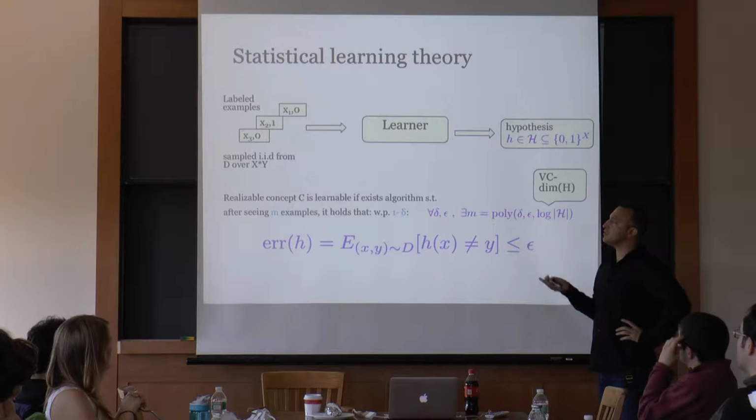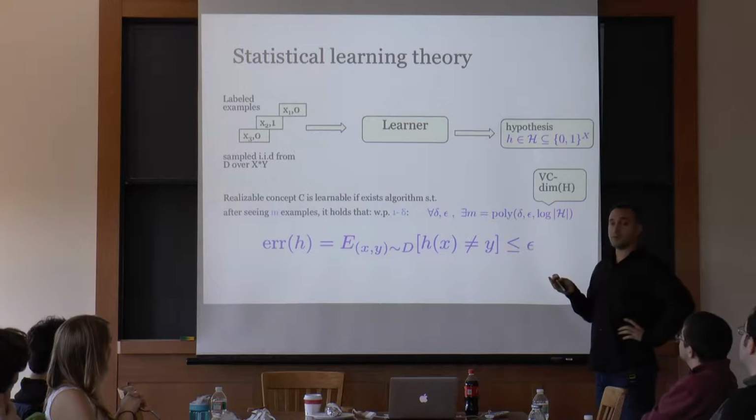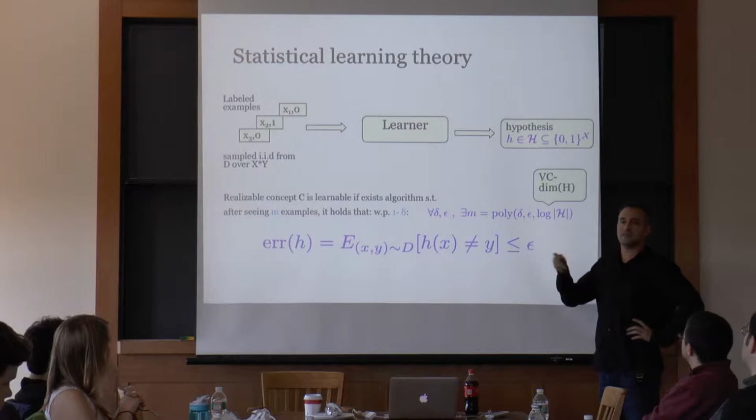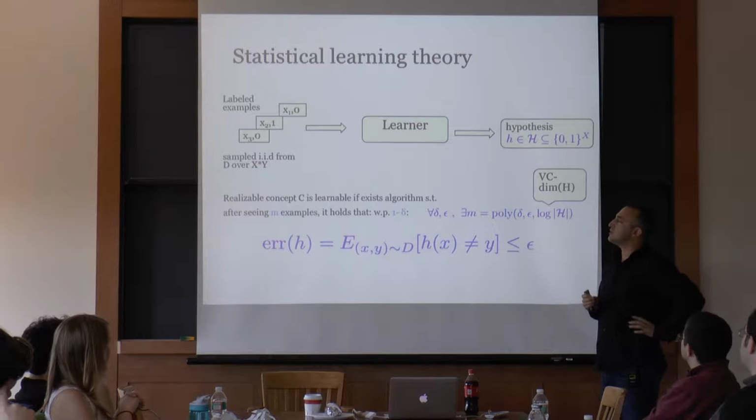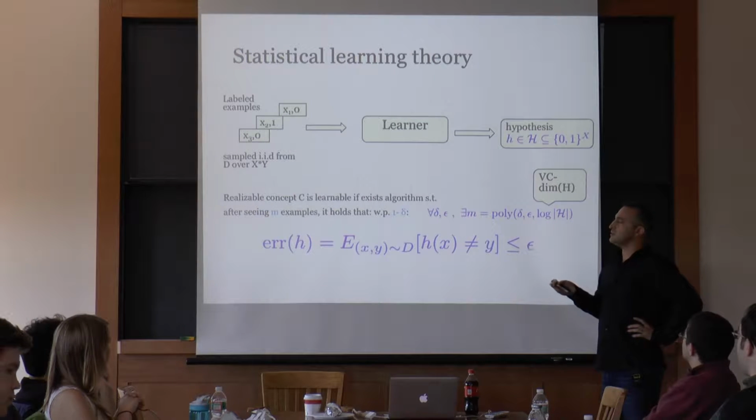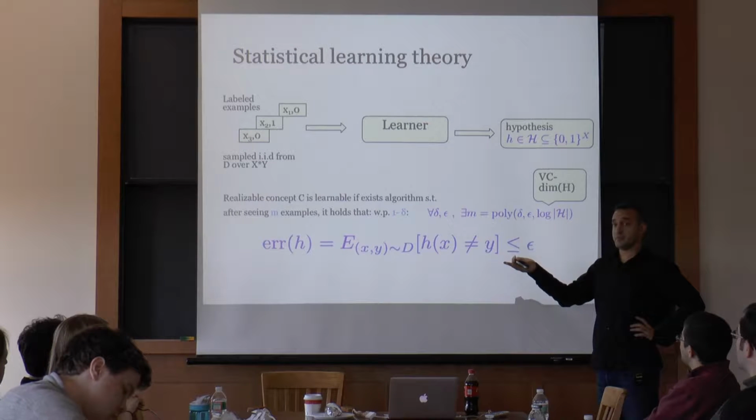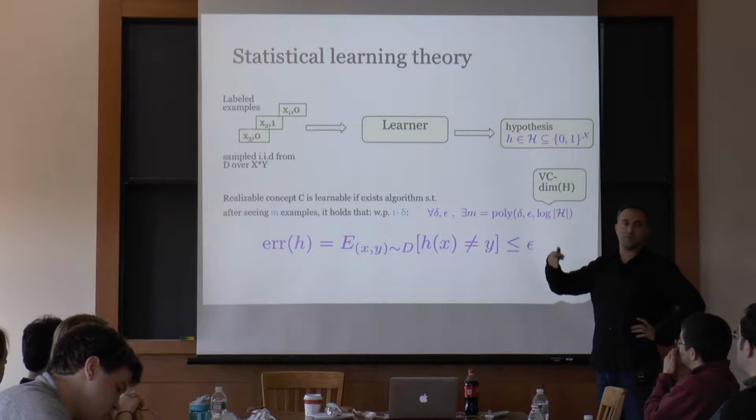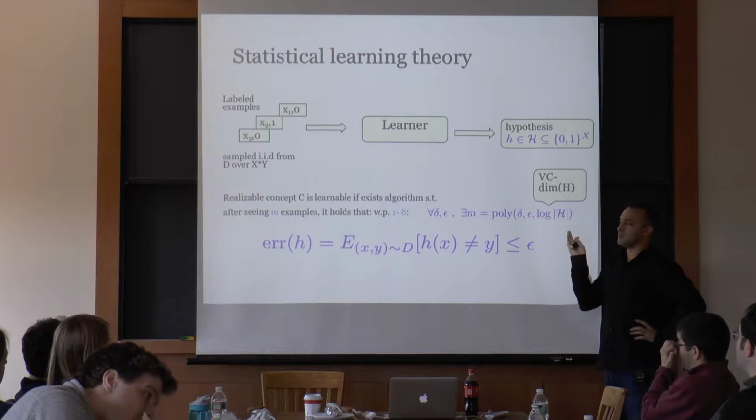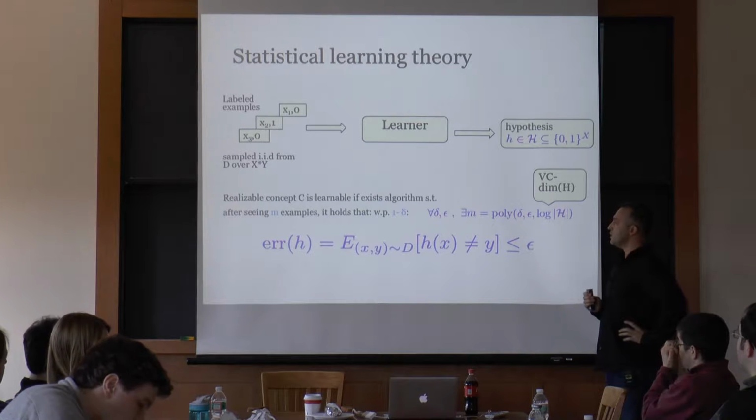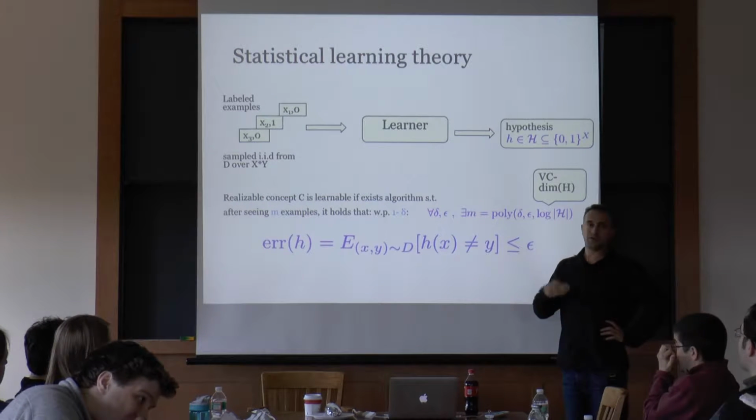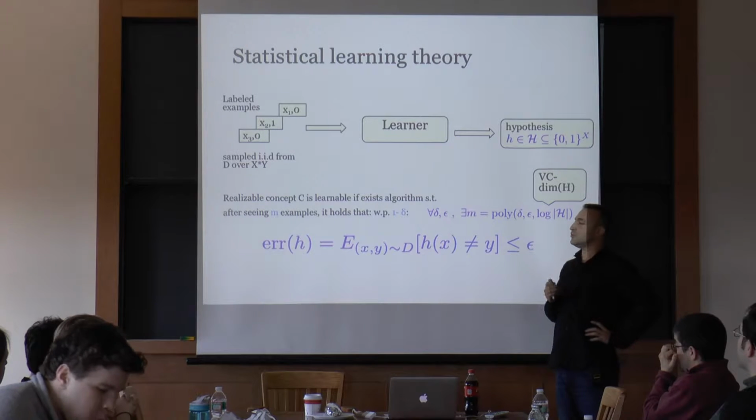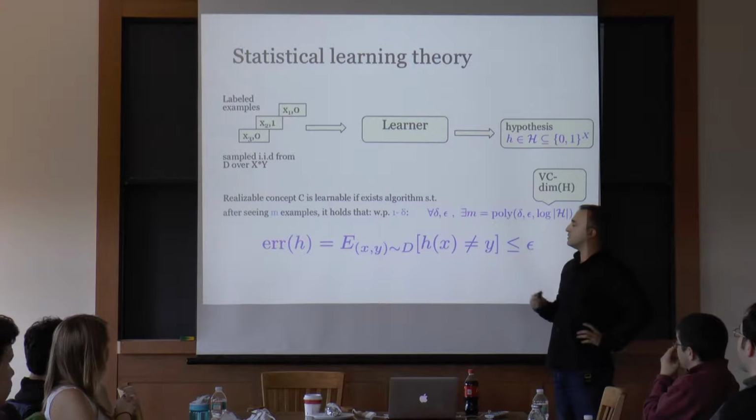The definition says that a concept is learnable if there is an algorithm that sees polynomially many examples in epsilon and delta, for every epsilon and delta, and also polynomial in the size of the hypothesis class, such that with high probability, probability 1 minus delta, it produces a hypothesis from the hypothesis class that has low error, at most epsilon, on the unobserved entire distribution. This is the definition of the error, just the expected. If I draw one more example from the distribution, it is the probability that our hypothesis will be correct on it.